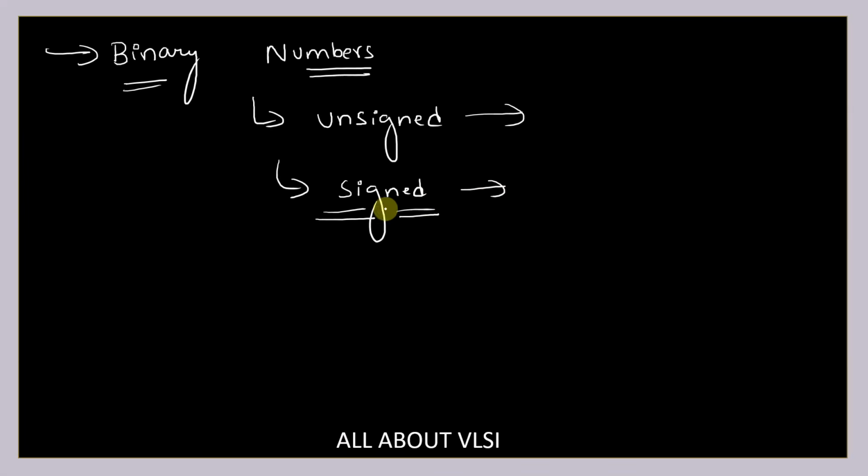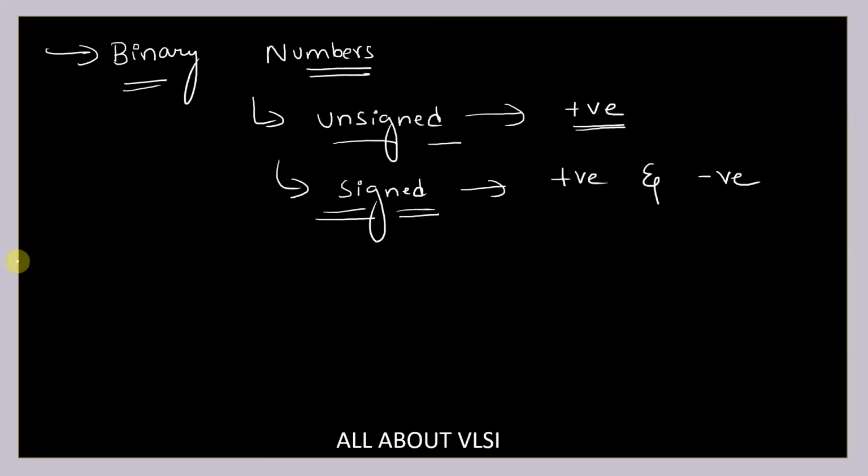Yeah. So basically, in the case of your signed numbers, you can represent both positive and negative numbers, right? In the case of your unsigned numbers, you can only represent positive numbers. Okay. So this is the difference between your unsigned numbers and signed numbers.